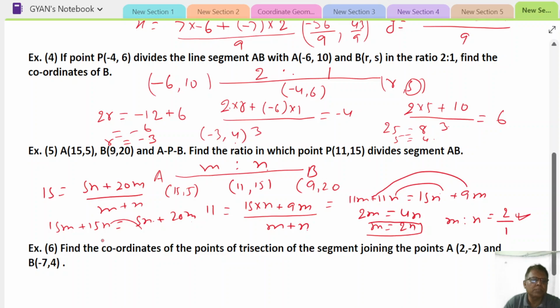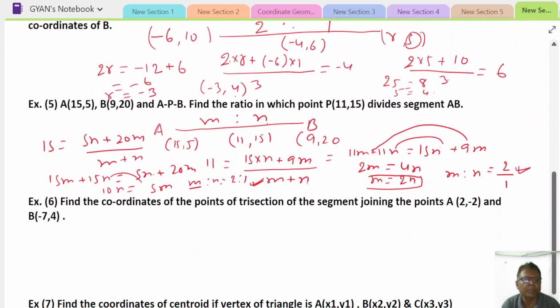Take this one. So 10n is equal to 5m. So m to n is equal to 2 is to 1. So both ways you can solve. Now come to the sixth question.